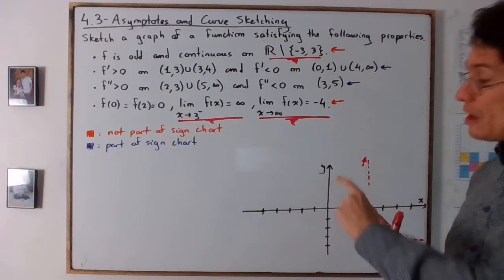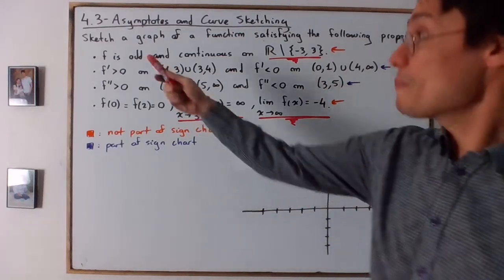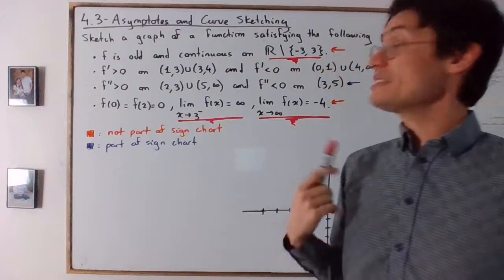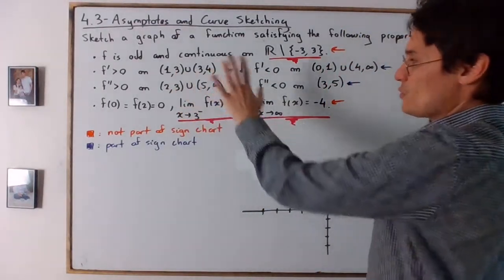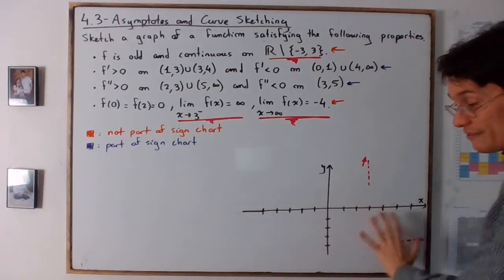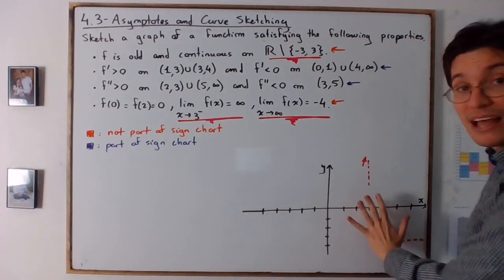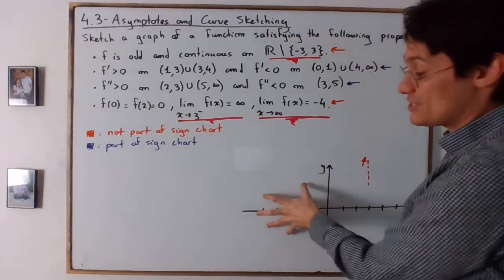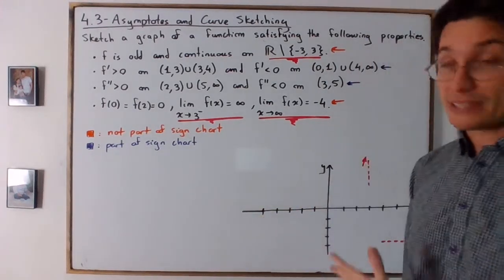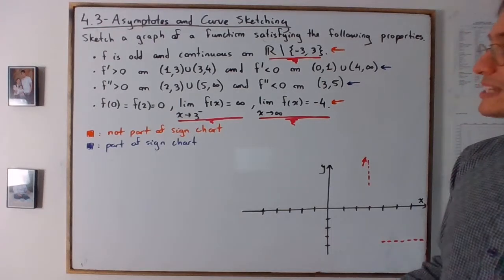Okay, so the odd part, let's take care of it at the very end, because as you can see, we have information to sketch the function on this part of the graph. And the fact that the function is odd will allow us to then sketch the graph on this part. So let's move on.